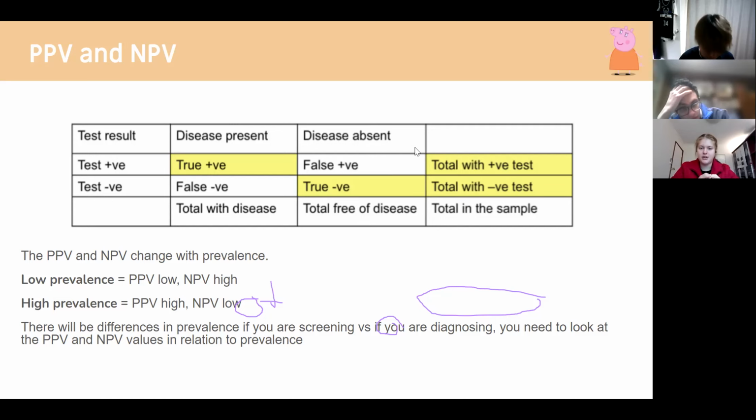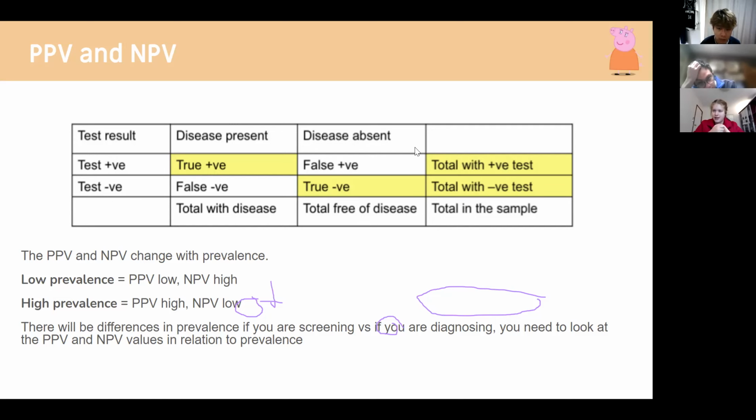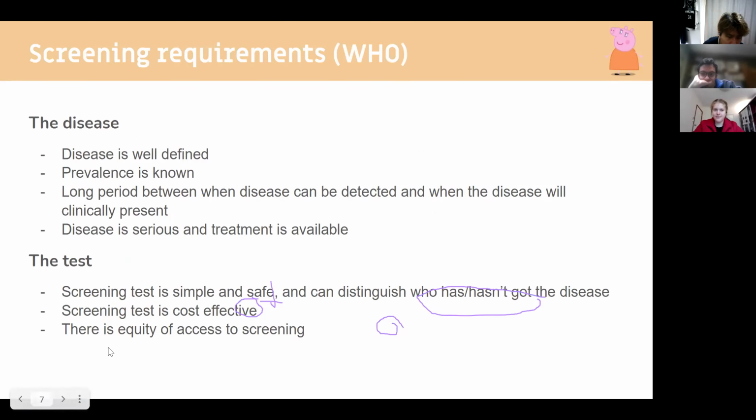Just keep in mind there's also a difference if you're screening versus if you're diagnosing. So later on in year 2, you'll be trying to work out when to do a screening test, when to do a diagnosis test. That becomes relevant next year, but for now, just keep in mind that these values do change depending on the type of test you're doing, but prevalence is a big factor that changes PPV versus NPV.